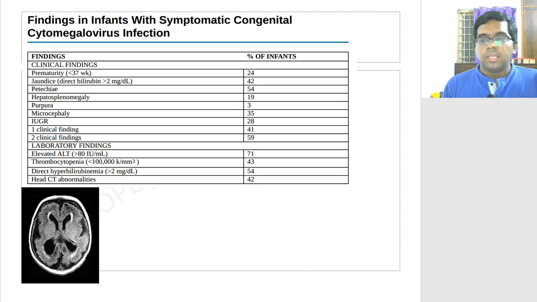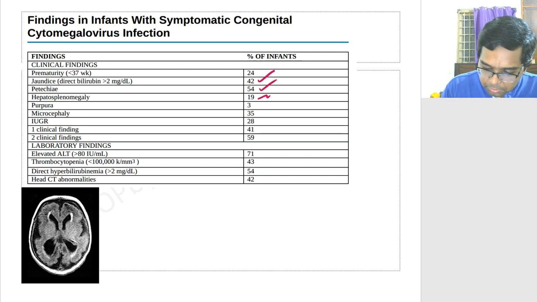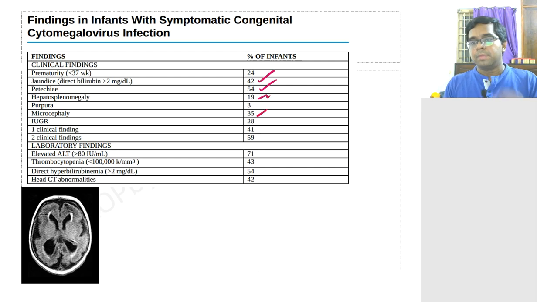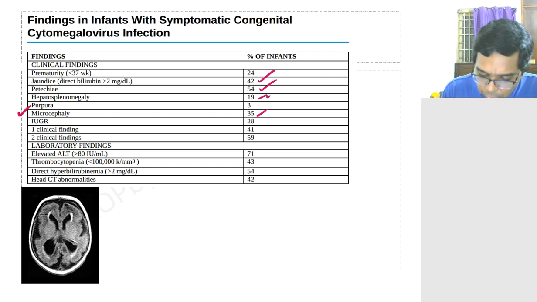Now here you can see the features of this cytomegalic inclusion disease. The general features I have told you before, for example jaundice, fatigue due to thrombocytopenia, hepatosplenomegaly, and IUGR. These are the common manifestations. But what distinguishes or is very suggestive of cytomegalovirus disease are the other manifestations, which include microcephaly, number one. Number two is chorioretinitis. It is not mentioned here, but you can make a note of it.